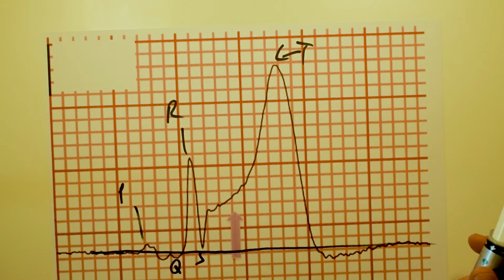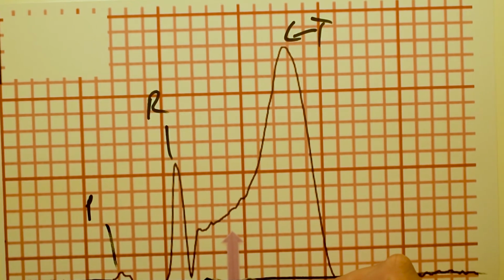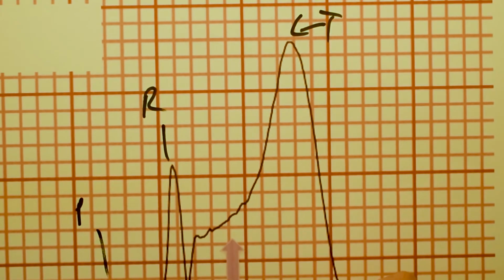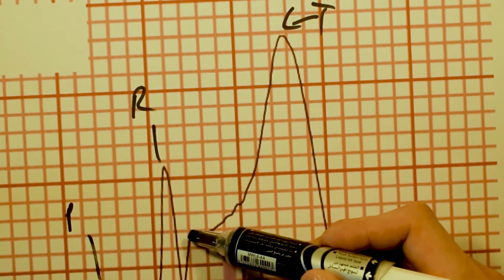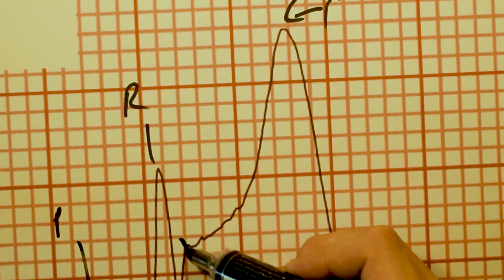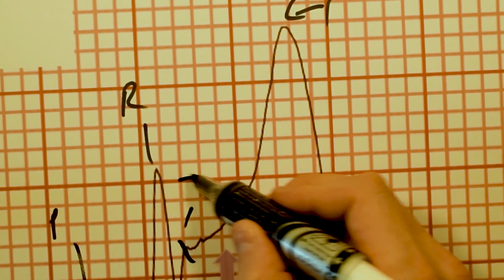All right, so what you want to be looking for is your J point. The J point is where the direction changes coming off your S wave. So you have your R, and then it comes down to your S, and then it starts going back up. And the moment it starts going back up, and then it changes direction, which is right over there. See, it goes up straight and then changes direction. That is called a J point.